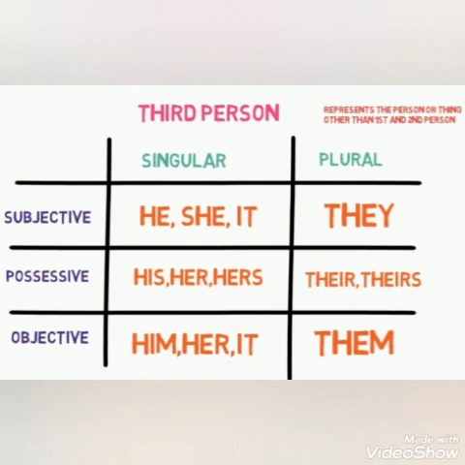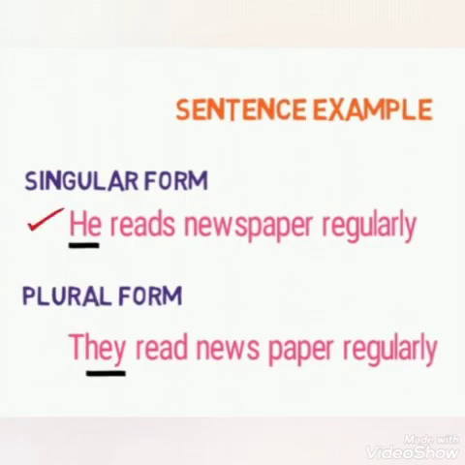Now let's look into sentence examples for the third person. Singular form: he reads newspaper regularly. Here in this sentence, he is used as a third person, as a subject in the singular form. Plural form: they read newspaper regularly. Here in the sentence, they is used as a third person, as a subject in plural form. Okay, clear to you all?